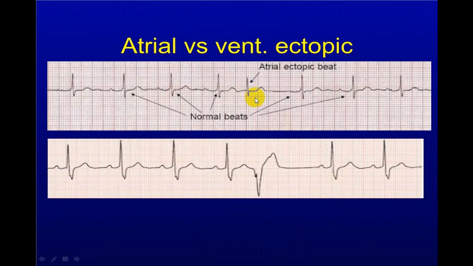Now if you see here, P wave followed by QRS complex, P wave followed by QRS complex, P wave followed by QRS complex. This has come early. Here is the P wave. This is an atrial ectopic wave followed by a pause. Again normal P wave, normal QRS complex.